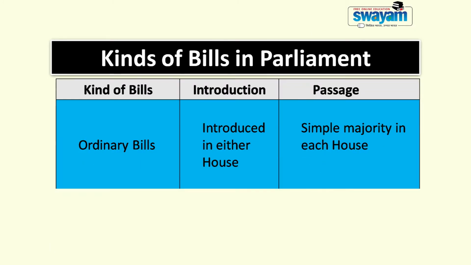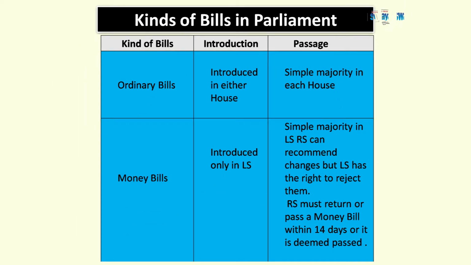As I've already told you, the ordinary bill can be introduced in either house of the parliament, but the money bill is always introduced in the Lok Sabha. The money bill is always introduced on the recommendation of the president, but in case of the ordinary bill, no such recommendation of the president is required. Now, whether the bill is a money bill or not a money bill, the decision of the speaker is final.